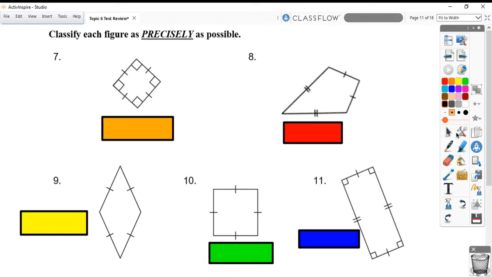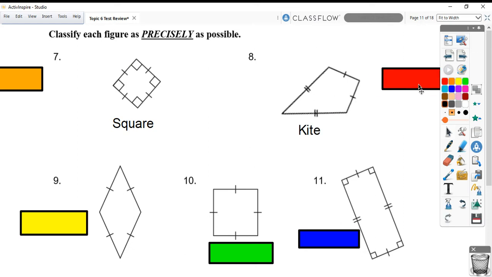Number 7, these go pretty quick, all these questions. This first one, we've got 4 congruent sides and 4 right angles. That is a square. All right. When these questions say classify them as precisely as possible, I mean, all of these shapes have 4 sides. They could all be called quadrilaterals, but we want to go as many subcategories as we can. Okay. They could be trapezoids. They could be parallelograms. They could be this one right here.